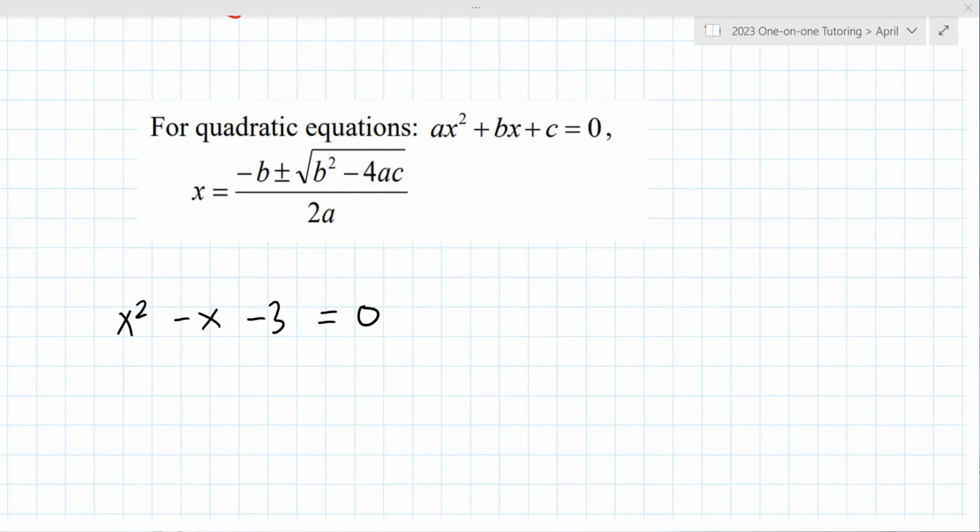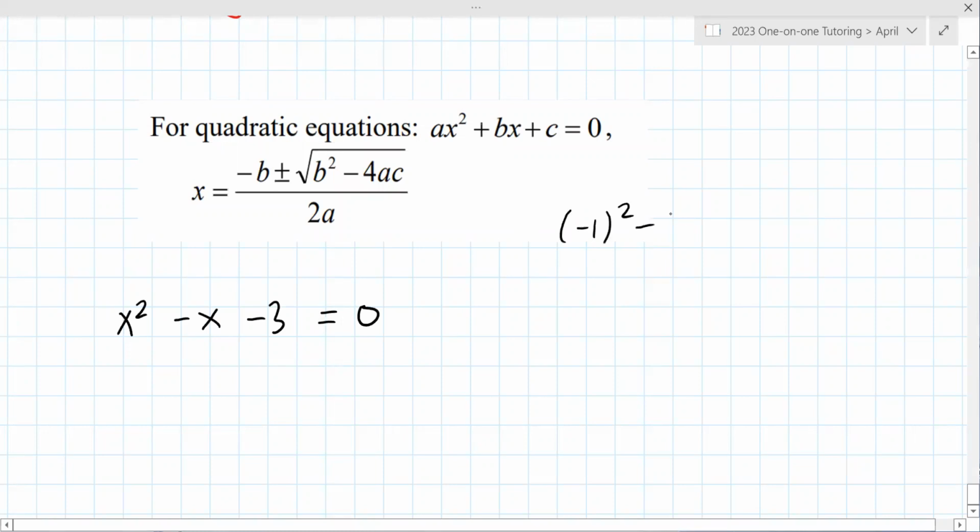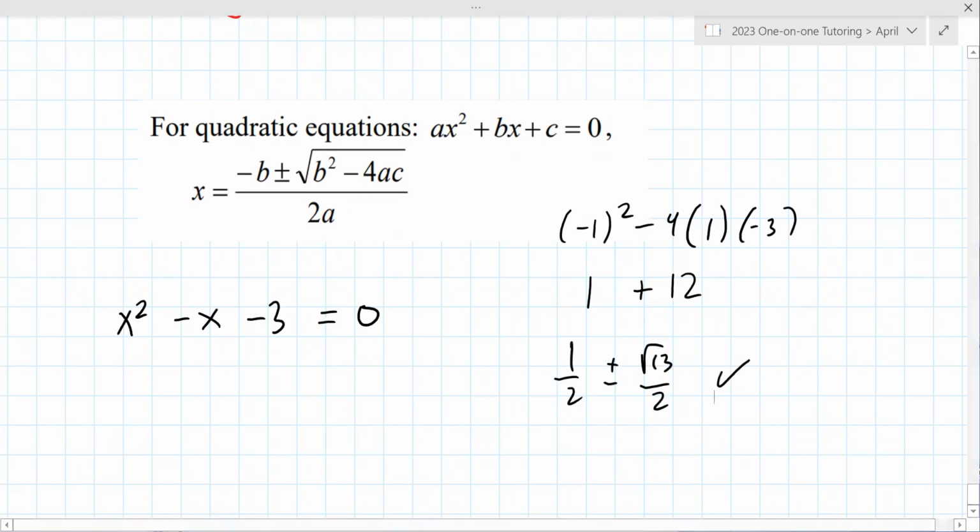Is that it? You said it's square root of 13. It's 13. Yeah, I think you just had a small sign error there, because it's -1 squared. That's your b squared minus 4 times 1 times -3. Oh, it's 1 plus 12 because it's -3. Okay. So I heard 1/2 plus or minus the square root of 13 over 2. Yeah, that is correct. Good.